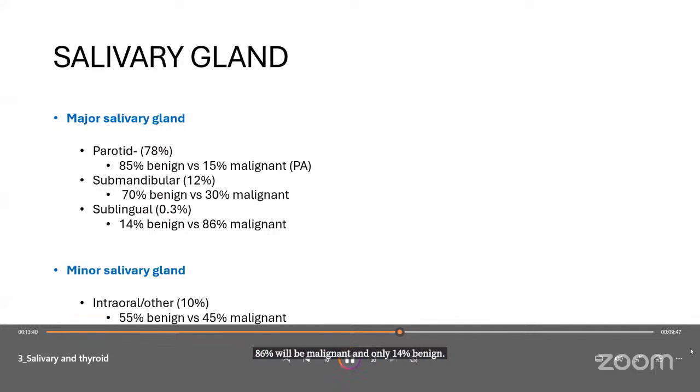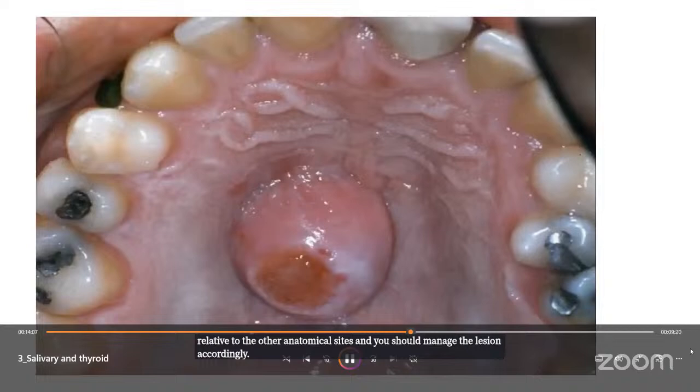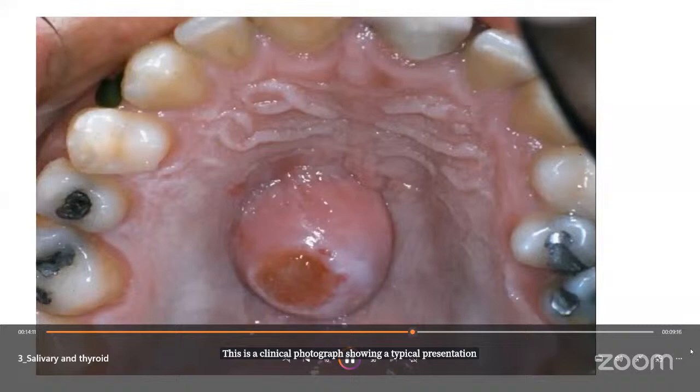And the minor glands have a relatively even distribution, with just a slight excess of benign diagnosis at 55% versus malignant diagnosis at 45%. So the take-home point here is if you get a sublingual gland excision, then the risk of it being a malignant diagnosis is extremely high relative to the other anatomical sites, and you should manage the lesion accordingly.